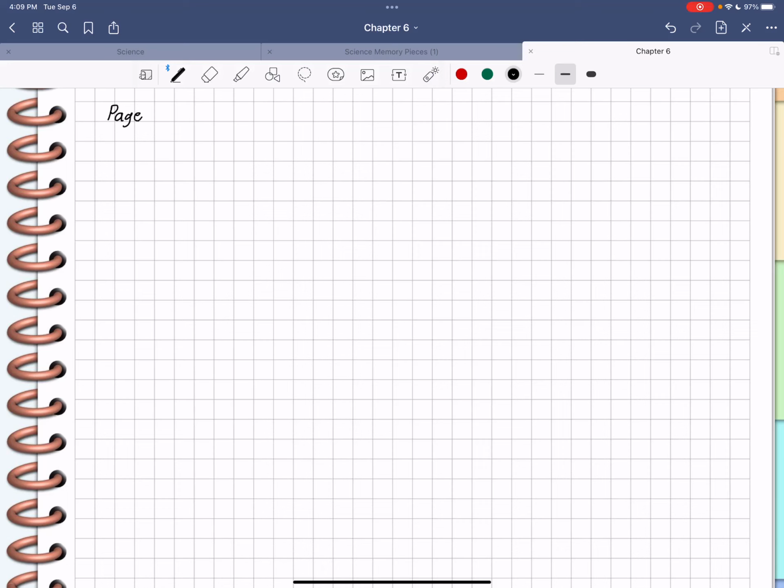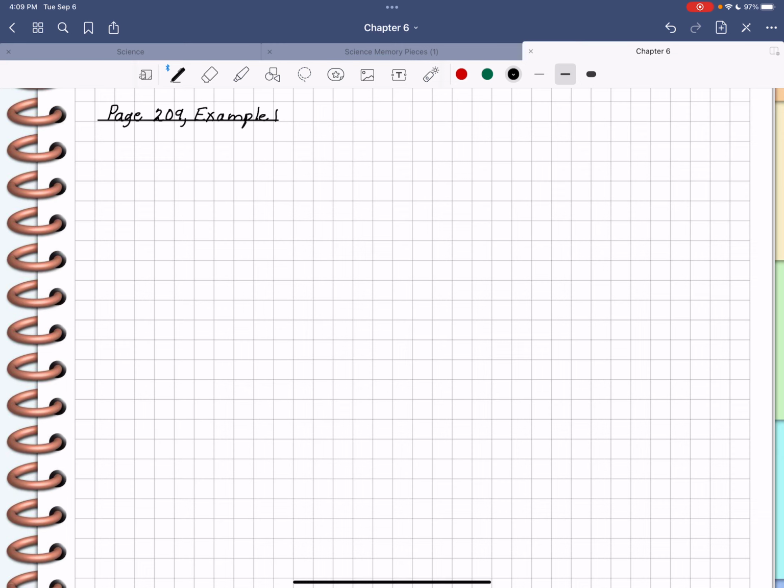I am on page 209, and we are looking at example 1. Now, if you have the textbook, you can go ahead and see what I'm doing here. But for those of you who may not have the textbook or who may prefer not to look at the textbook, I'm going to set this up very much step by step.